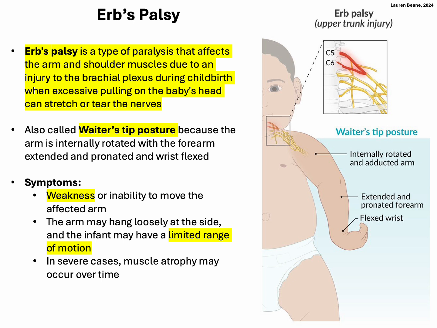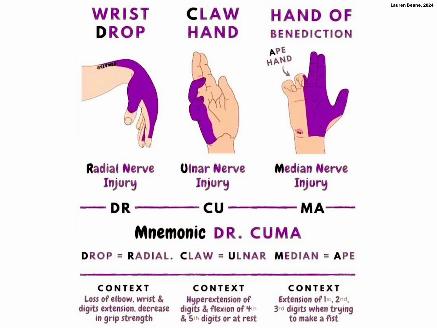To remember wrist drop, claw hand, and then ape hand and what nerve is injured for those conditions, you can use the mnemonic Dr. Kuma. So D for drop, R for radial, C for claw, U for ulnar, M for median, A for ape. That helps to keep those straight.